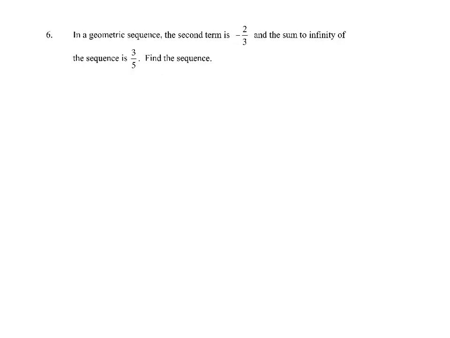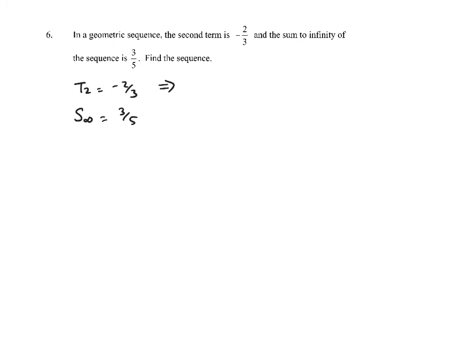Question 6. In a geometric sequence, the second term is equal to negative 2 over 3. So term 2 is negative 2 over 3. And then the sum of an infinite number of terms is equal to 3 over 5. Find the sequence. Okay, so this is one of those simultaneous equations that you did yesterday. We need to find an equation for each one and then solve them simultaneously.